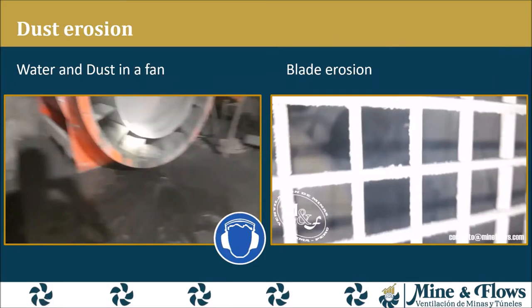If we consider the presence of dust and water in a fan, we can't avoid the erosion of the components because the rotation velocity of the fan blades is high. This phenomenon can occur when the fan exhausts air from a ventilation raise with presence of water filtration or from the humidity condensation due to the decompression of the air.